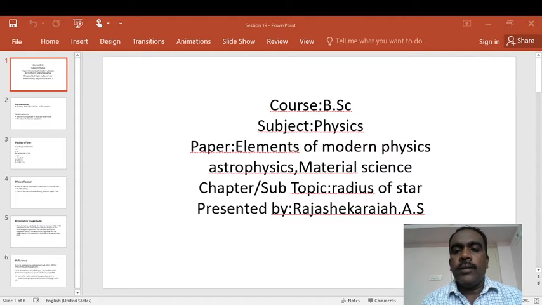I am working as an Assistant Professor at Government First Grade College for Men, Tumkur. Now I will take the class for final year BSc Astrophysics. The subtopic is the radius of the star.